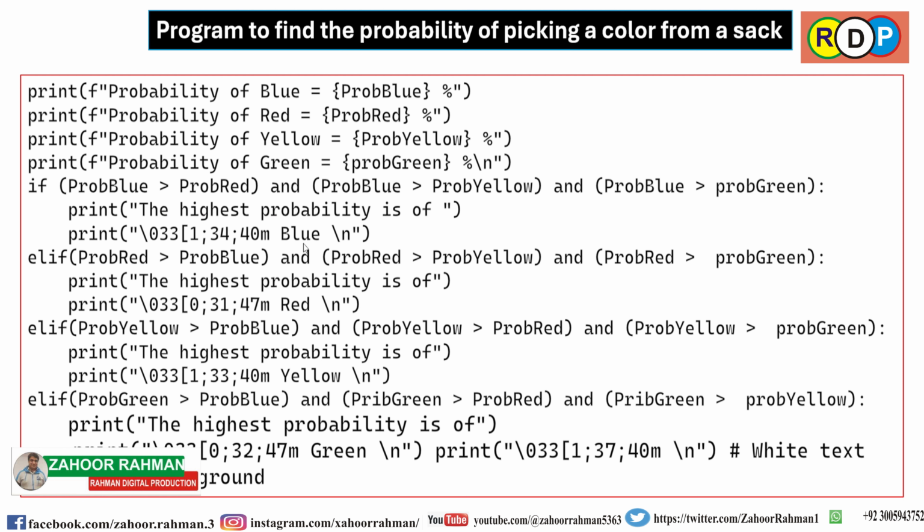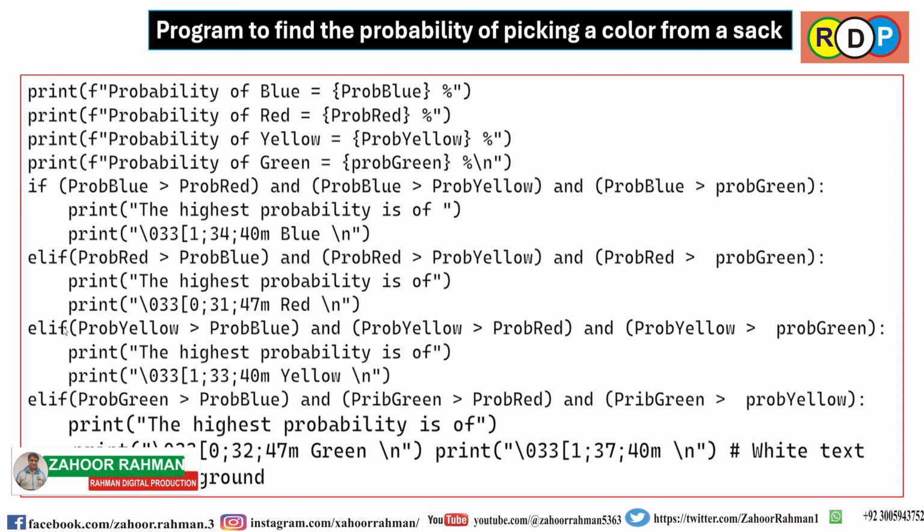Blue will be printed in blue, and for that we imported the sys module, as you saw at the beginning of this program. Now, if one of these conditions is false, then it will directly go to the elif and check whether the probability of red is greater than blue, greater than yellow, and greater than green. So this will be printed with red color. This is the ANSI code.